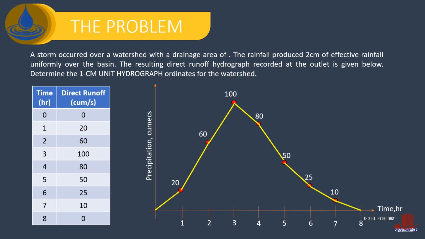Going back to the problem, it should be noted that the graph is a direct runoff hydrograph, which means the area under the curve is already the direct runoff, and there is no need to separate base flow. So how do we compute for the depth when the area of the basin is not given? Also written in the premise is the rainfall produced given as 2 centimeters of effective rainfall. Stating effective rainfall means the portion of total precipitation that is actually useful for water management.